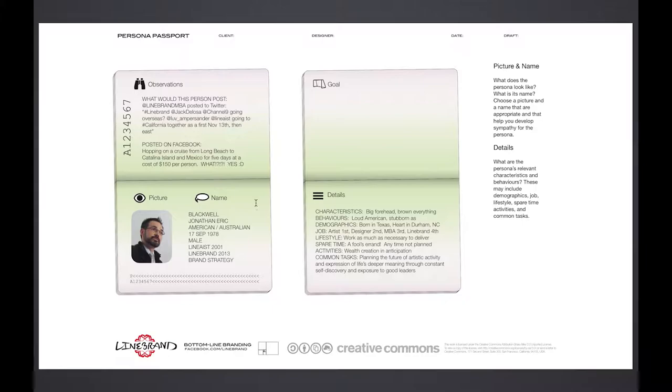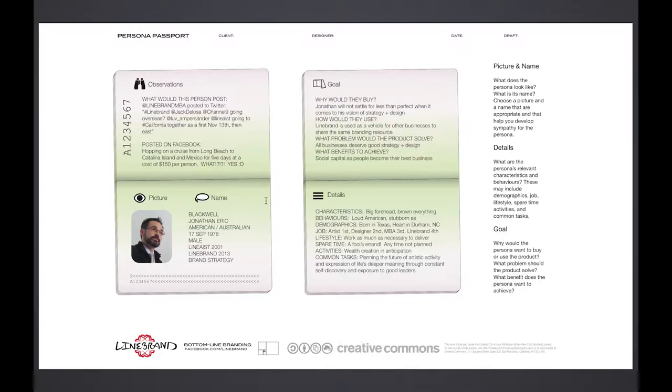So moving right along, we start to look at the person's goals. So why would the persona want to buy or use the product? What problem should the product solve? What benefit does the persona want to achieve? So looking deeper into that, why would they buy the product?